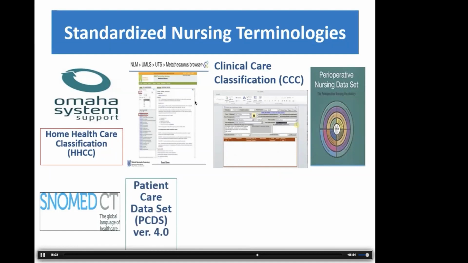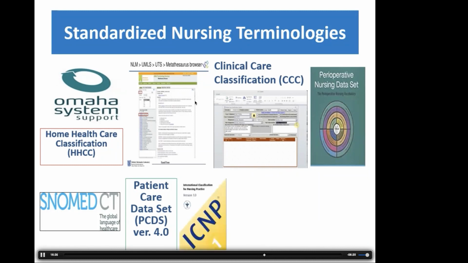Next is the PCDS, or the Patient Care Dataset. Version 4, in 1998, contains a data dictionary and sets of terms and codes representing specific values of patient problems, patient care goals, and patient care orders. It was recognized in 1998 by the American Nurses Association as one of the vocabularies to be considered for use by nurses and is included in the National Library of Medicine's Metathesaurus.